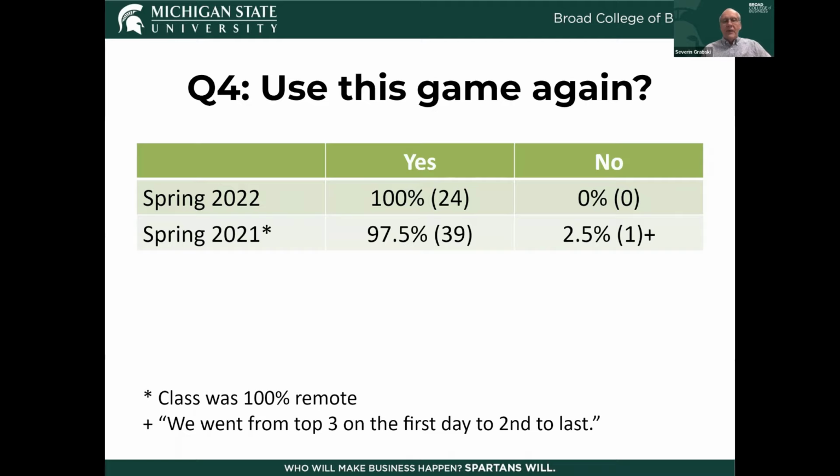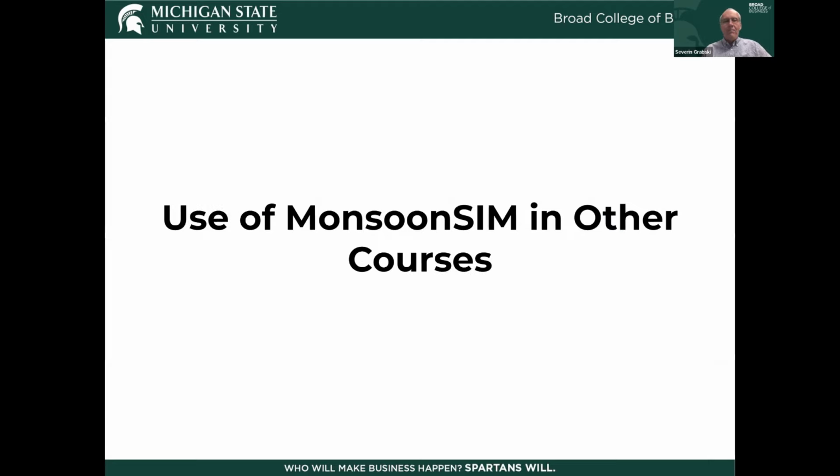In terms of use, I used it twice: in spring of 2021 we were all remote, and this past year was in class. As you can see, numbers were 97% last year and 100% for this year. And the one student who said no, I think might be related to that student that Susan had talked about. This student said, we went from the top 3 on the first day to second to the last. So you can take from that what you want. Next slide, please.